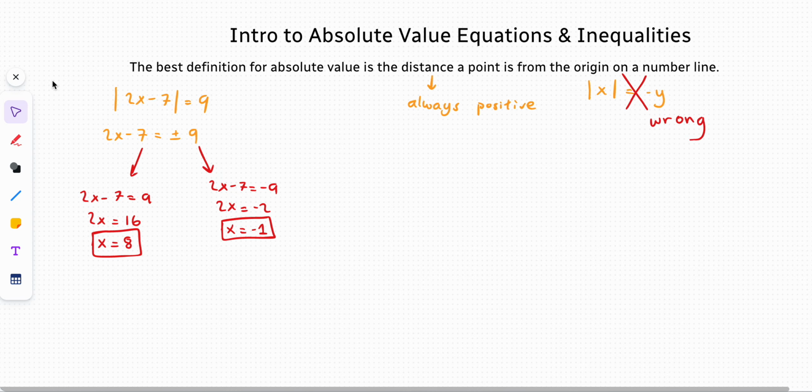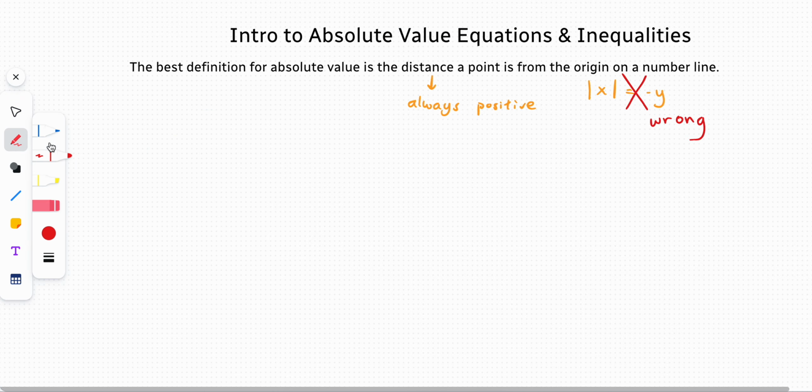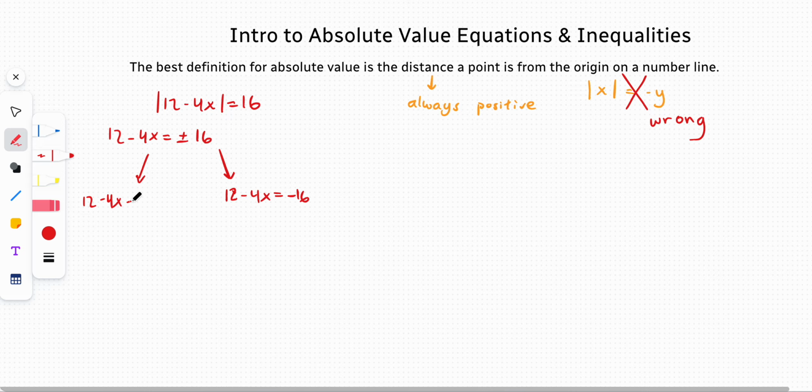All right, so let's do one last equation before we move on to our inequalities. So we're going to solve for x again, given that the absolute value of 12 minus 4x equals 16. Let's remove the absolute value brackets and set everything equal to the plus or minus of 16. From here, we can split it into the negative version, so negative 16, and we have the positive version. So 12 minus 4x equals positive 16.